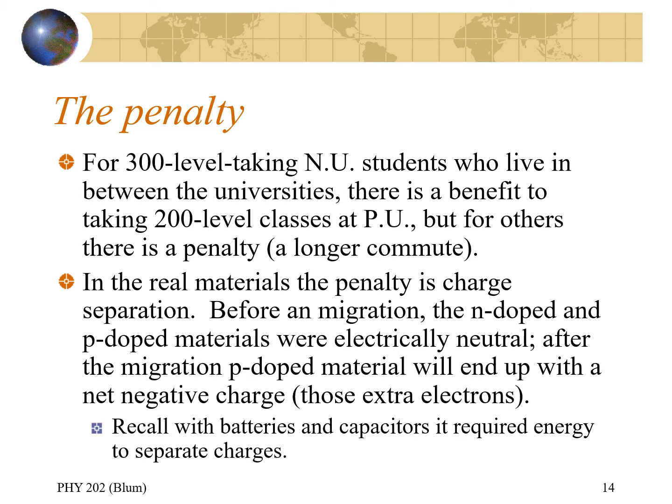So when the students taking 300 level courses at NU decide to take 200 level courses over at PU, there's some penalty. Maybe they have to pay some extra fee, or maybe it's only good for students who live between the 2 universities, and for other of the 300 level taking NU students, it will result in a longer commute, but there's some penalty. Let's get out of the analogy for a second. What's the penalty in the real materials? It's charge separation.